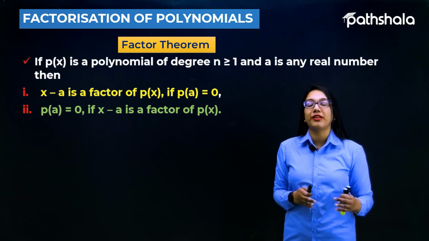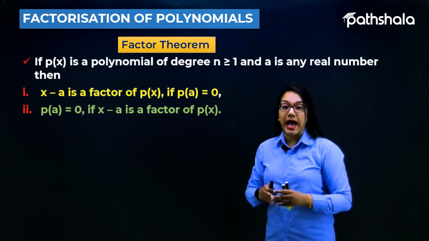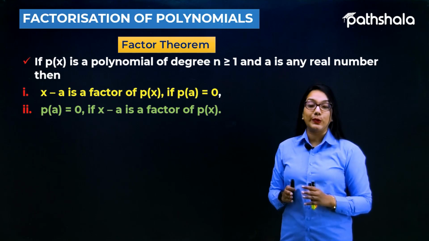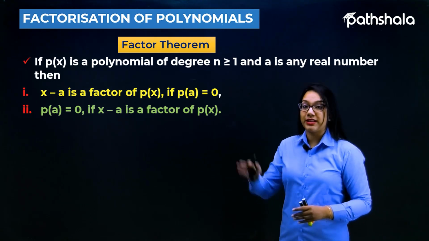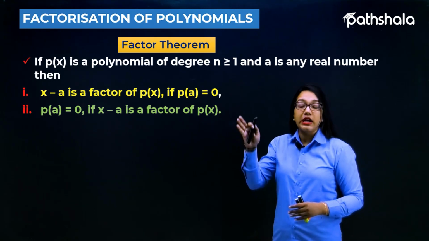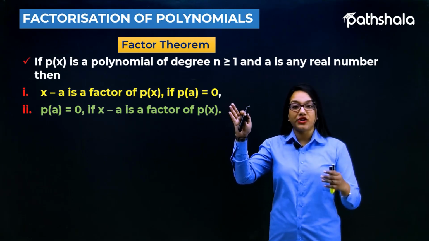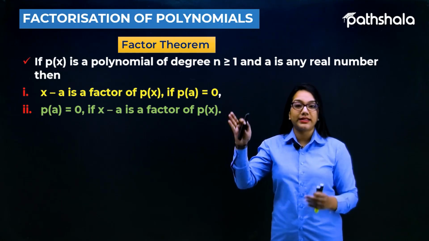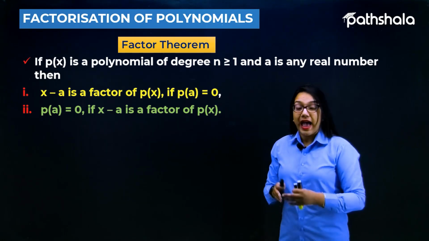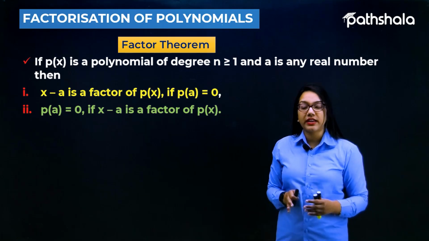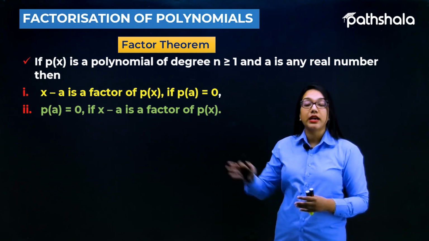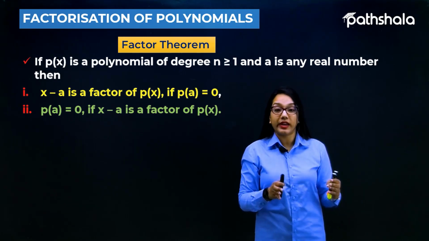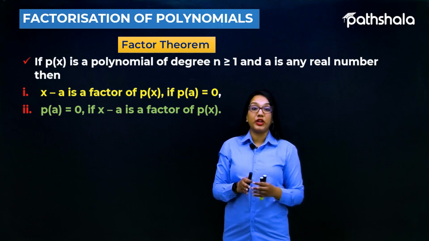So this is the factor theorem, which says that if p(x) is any polynomial of degree greater than or equal to 1 and a is any real number, then these two conditions exist. The first condition says that if p(a) is equal to 0, then x minus a should be a factor of p(x). The second condition is that if x minus a is a factor of p(x), then p(a) should be equal to 0, or we can say p(a) is equal to 0 only if x minus a is a factor of p(x).